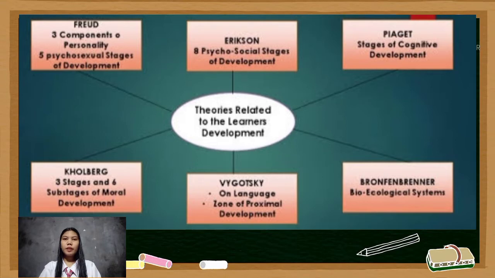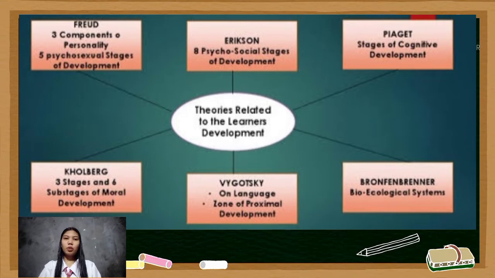So we have these theories related to learners' development. The first one is Freud's 3 components of personality and 5 psychosexual stages of development. The second one is Erikson's 8 psychosocial stages of development, wherein we have trust versus mistrust, autonomy versus shame and doubt, initiative versus guilt, industry versus inferiority, identity versus role confusion, intimacy versus isolation, generativity versus stagnation, and ego integrity versus despair. Next, we have Piaget's 4 stages of cognitive development.